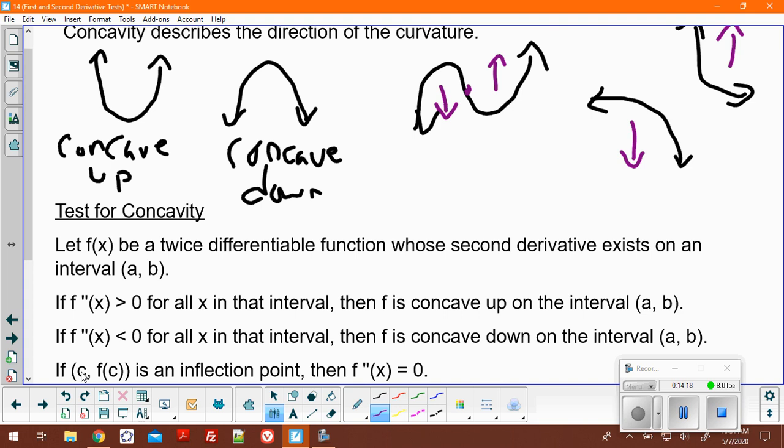Finally, if we have an inflection point, which I'll explain in a second, then f double prime of x is equal to 0. An inflection point is basically where it switches. So like this little point right here that I dabbed on the cubic function. It was going concave down, and now it switched to concave up.